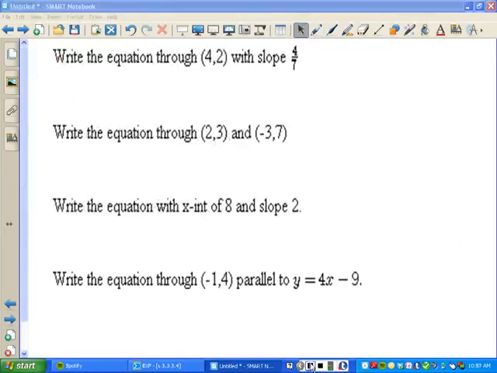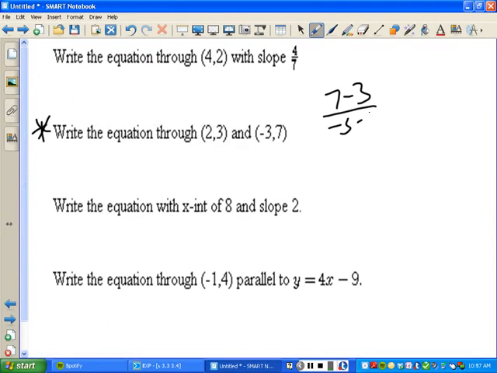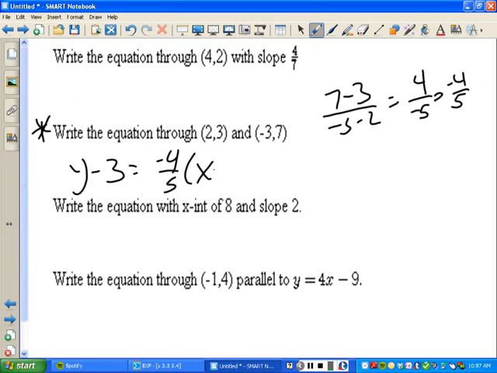All right, so we're going to go on to the second one now. The second one, you got to write the equation through those 2 points. So you're going to have to do the slope, 7 minus 3 over negative 3 minus 2, which is 4 over negative 5, it looks like, yes? So negative 4/5. Same thing. So y minus y1 equals m times x minus x1. And I'm just using this point as x1, y1. You could use this point if you want to. It's not going to make any difference. You ultimately get to the same answer.